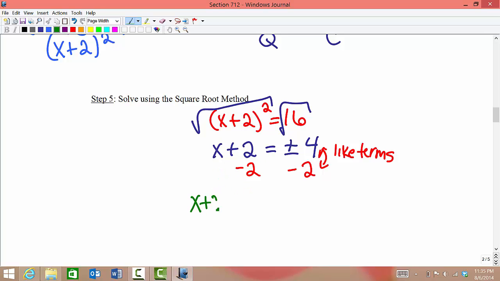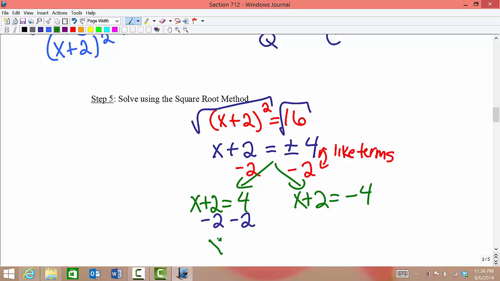We will write this as x plus 2 equals positive 4, x plus 2 equals negative 4, and now I can actually subtract the 2 from both sides of each one of those equations and find my solution. We get x equals 2 as one of my solutions. And on the other side, when we go to subtract 2, combining my like terms, I get x is equal to negative 6.